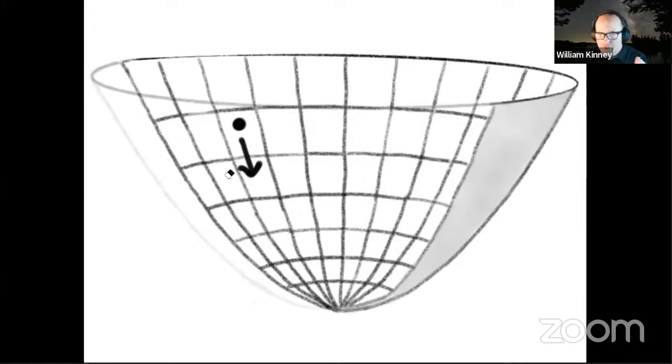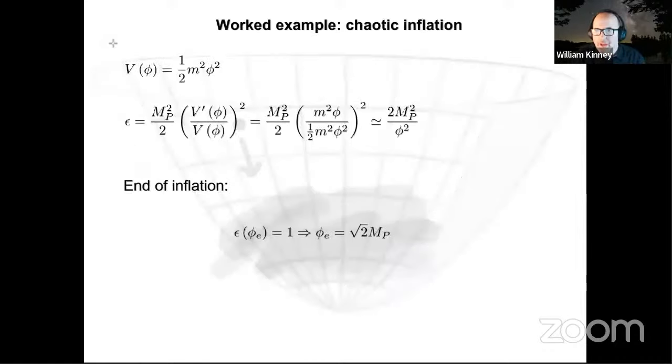Now, let's take a look at probably the simplest kind of potential, which is the chaotic inflation potential, which is just a simple bowl at m squared phi squared. So your field potential just looks like 1/2 m squared phi squared. Simplest scalar field theory you can possibly imagine.